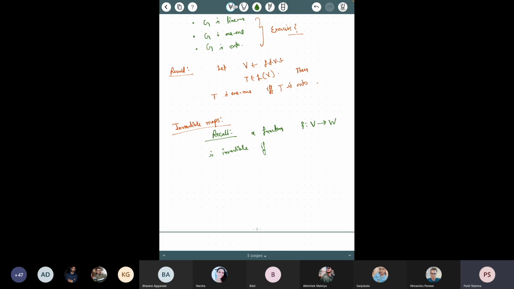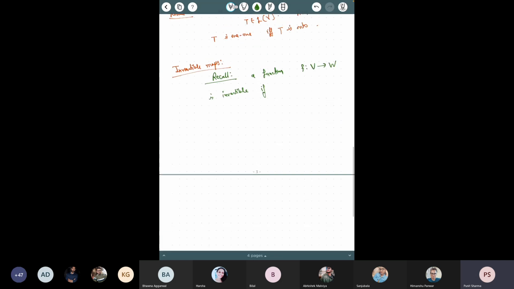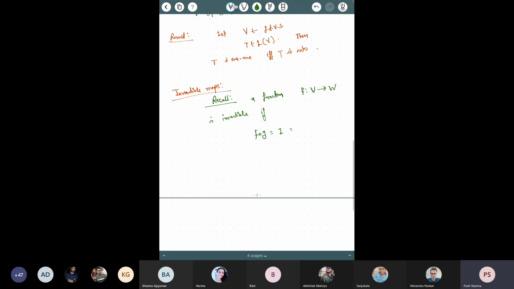So in general, when you define an invertible function, you can do it in this way. Suppose we have a function f from V to W, then it is called invertible if there is a function g. As you said, f of g is equal to I is equal to g of f, but the identity is on what? You have to differentiate: g composed with f is the identity on V, and f composed with g is the identity on W.